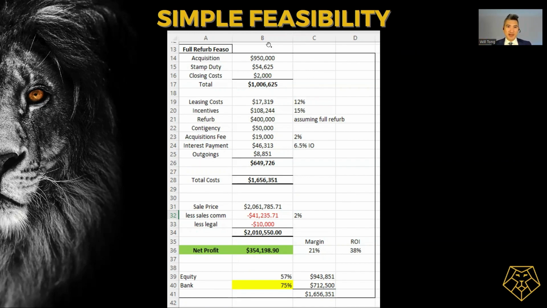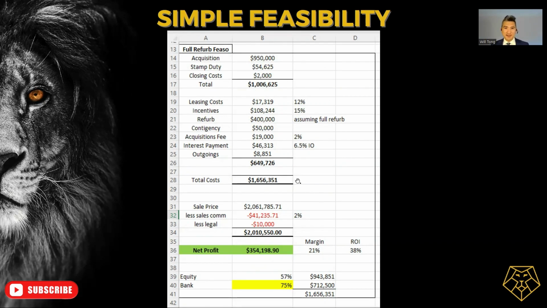So first up, you look at your acquisition costs. How much is the property to buy? Obviously, the stamp duty associated with it, and any closing costs such as legal costs, adjustments, and things like that. That would then give you your total acquisition costs. In this example, it equates to a little bit over $1 million.